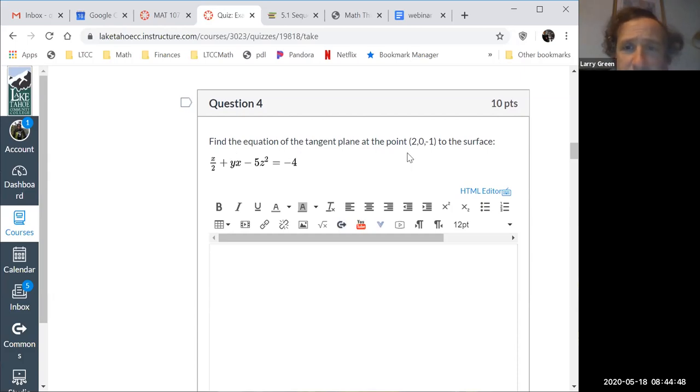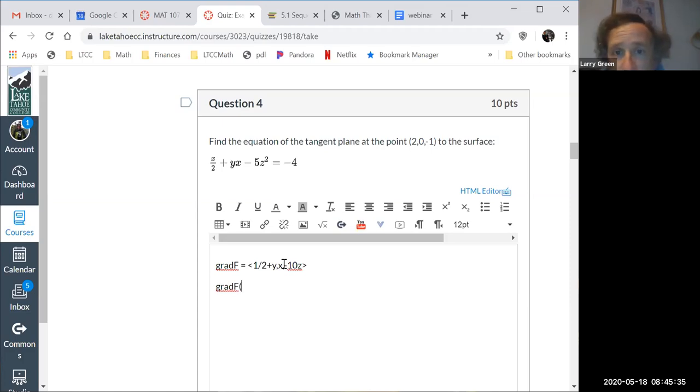Find the equation of the tangent plane to the point 2, 0, 1 on this surface. So how do you find the equation of a tangent plane? You need a point and you need a normal vector. The point is given. So how do we find the normal vector? The gradient. So if we take grad of f, that will be 1 over 2 plus y, comma, x, comma, negative 10z. Any questions on that so far?